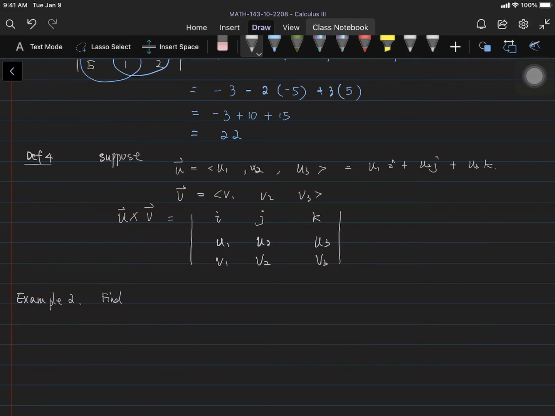Find u cross v and v cross u if the u vector is given by, okay, and the v vector.